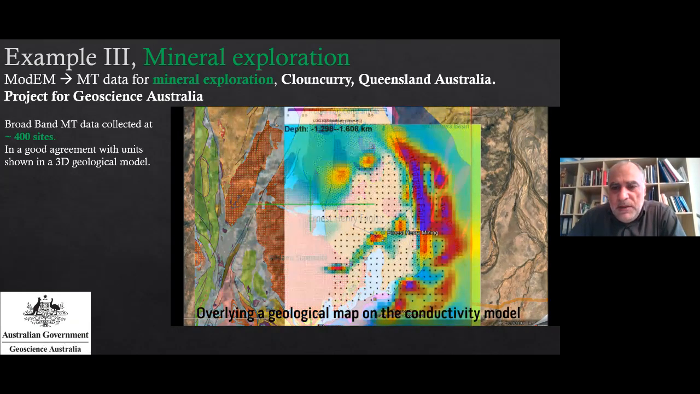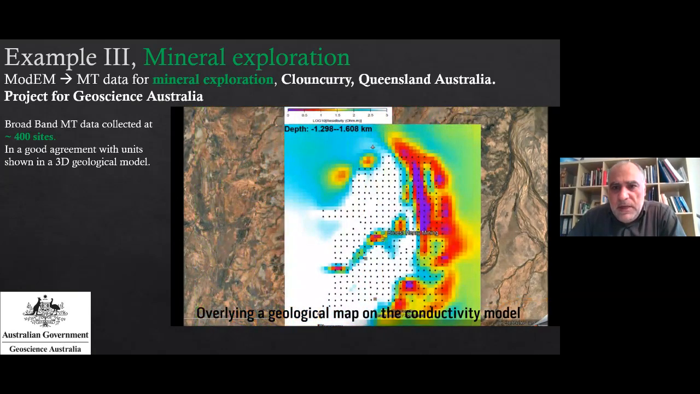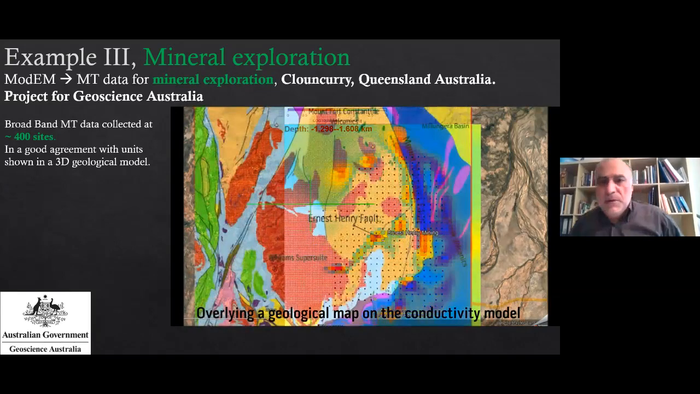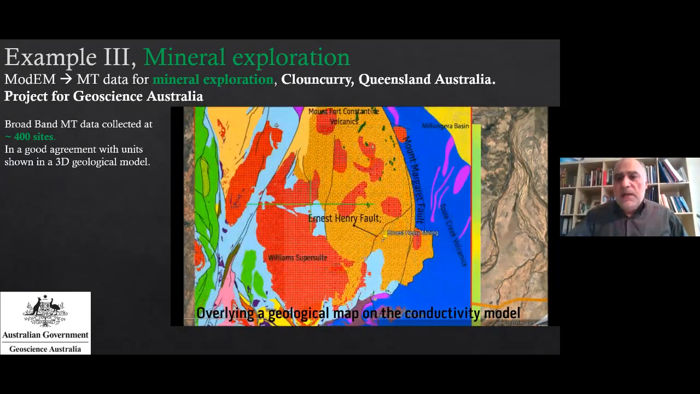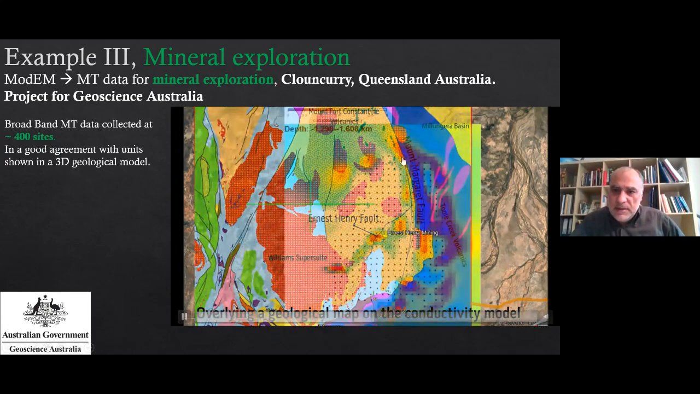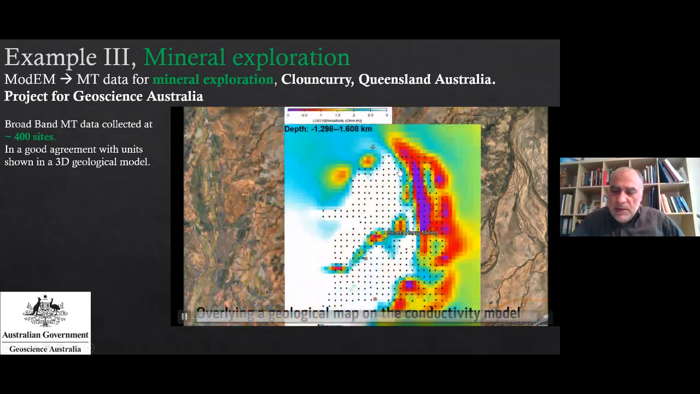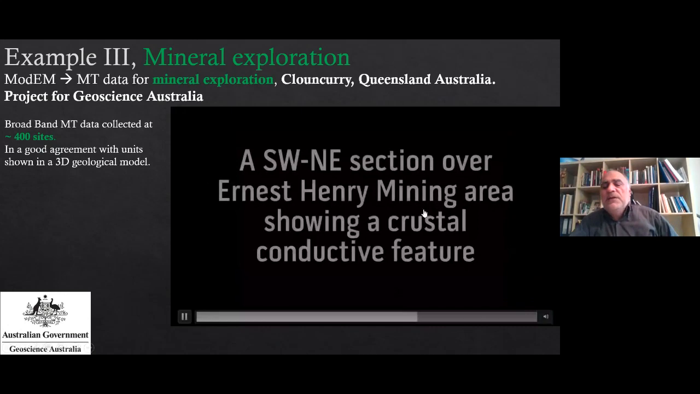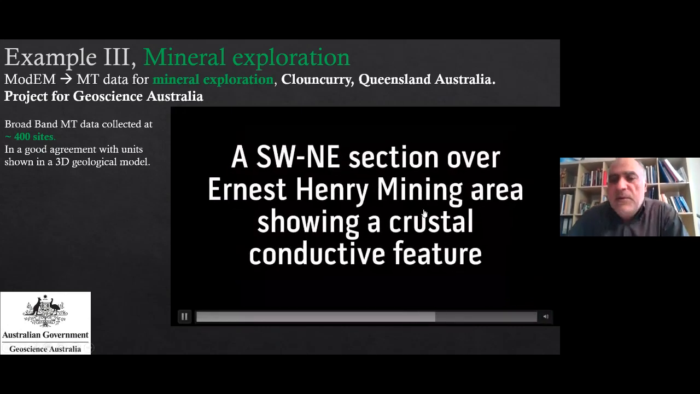Now we are looking at the electrical conductivity at a depth of around 1.2 kilometers. And as you can see, these contrasts or interfaces in the geological model correlate very well with the location of the conductive anomaly.